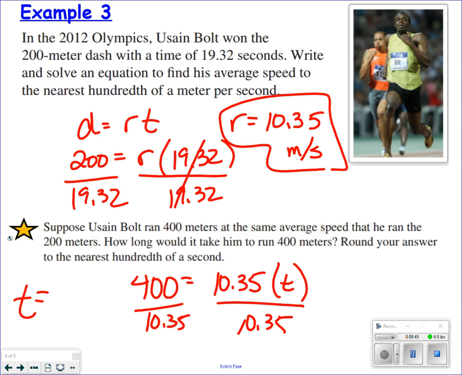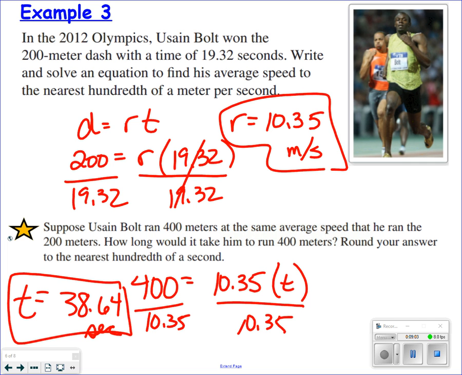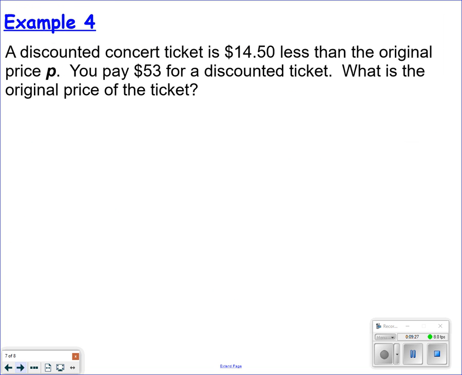So 400 divided by 10.35, and you get 38.64 seconds. Now, some of you are going to say, well, that's just double what he did previously. And yes, because he's going twice as far. So again, this particular question probably didn't need this; you could have just done it logically speaking. But again, distance equals rate times time is a normal equation that you might have to use throughout your algebra career.